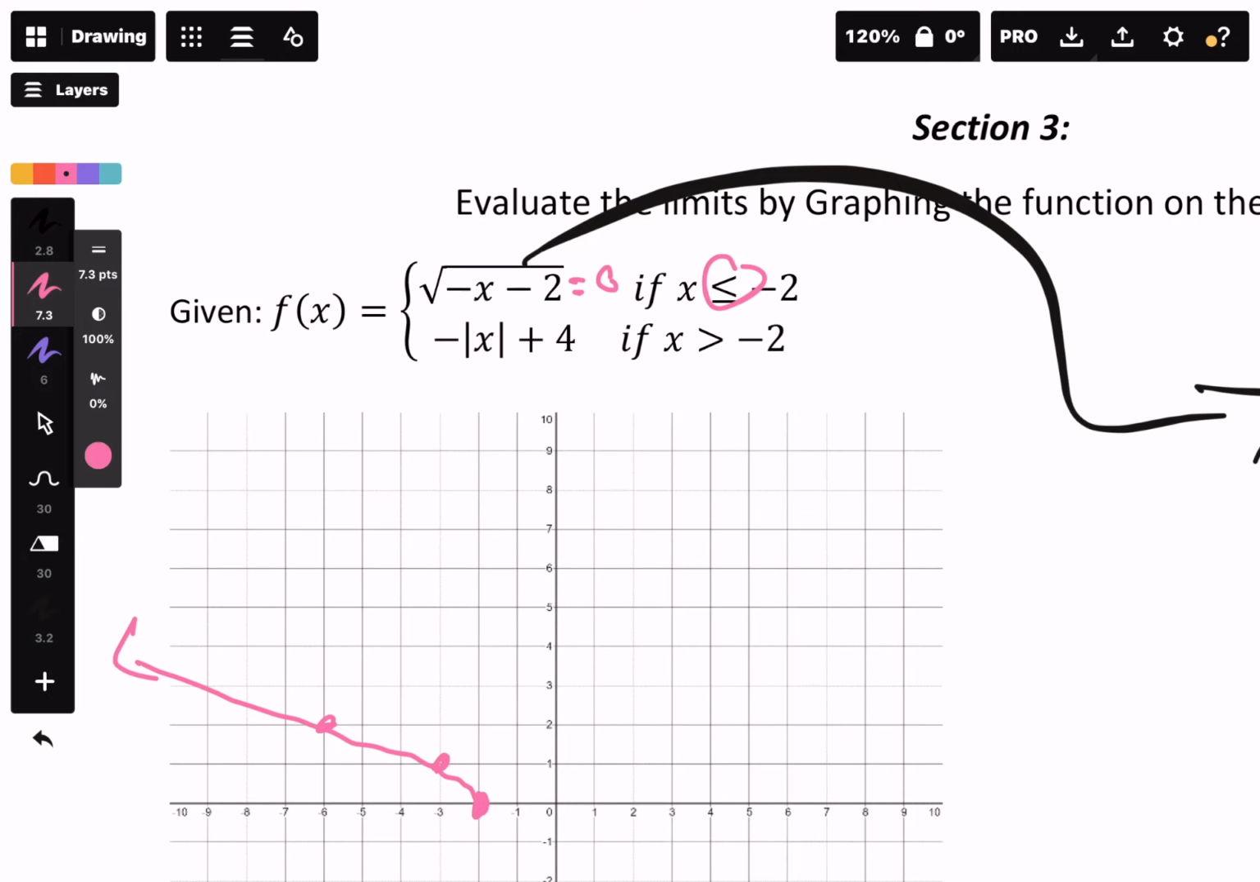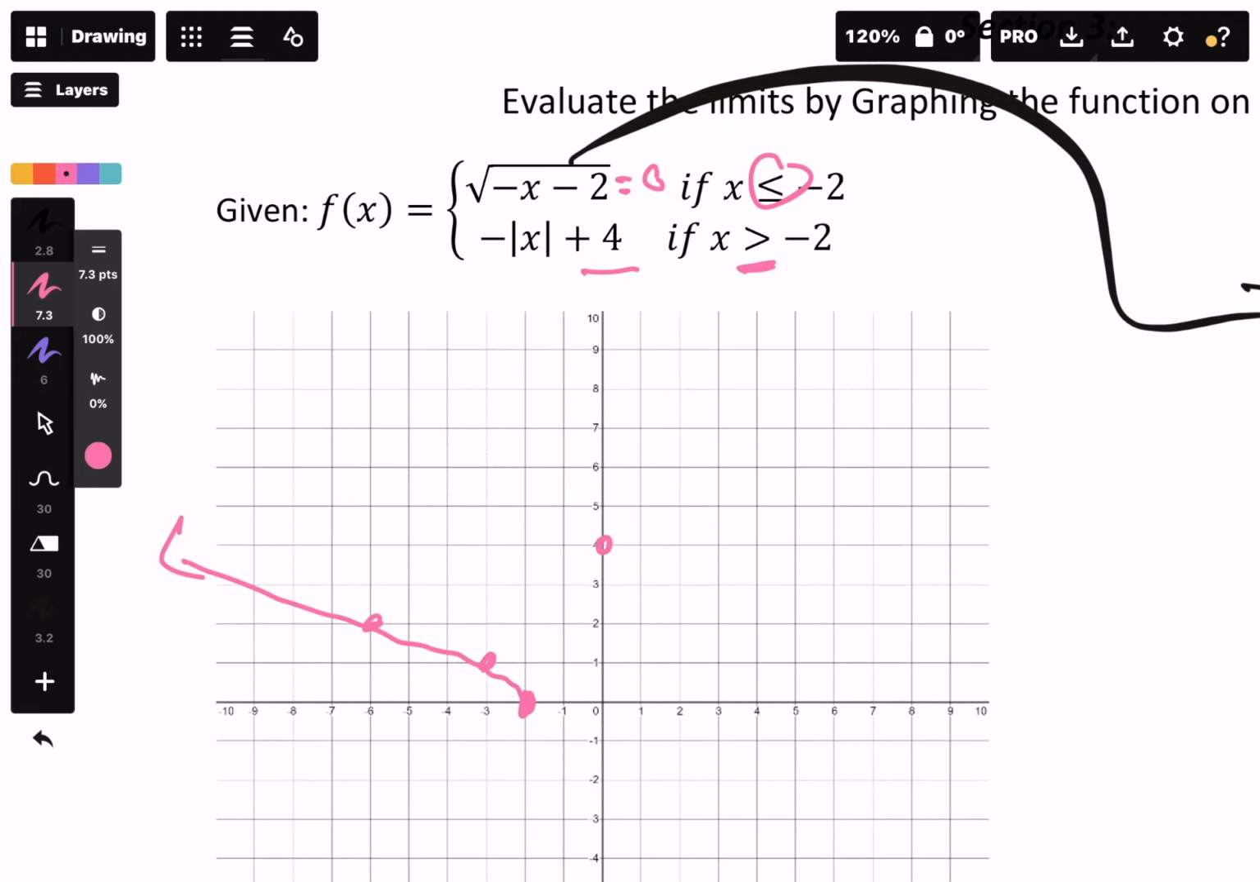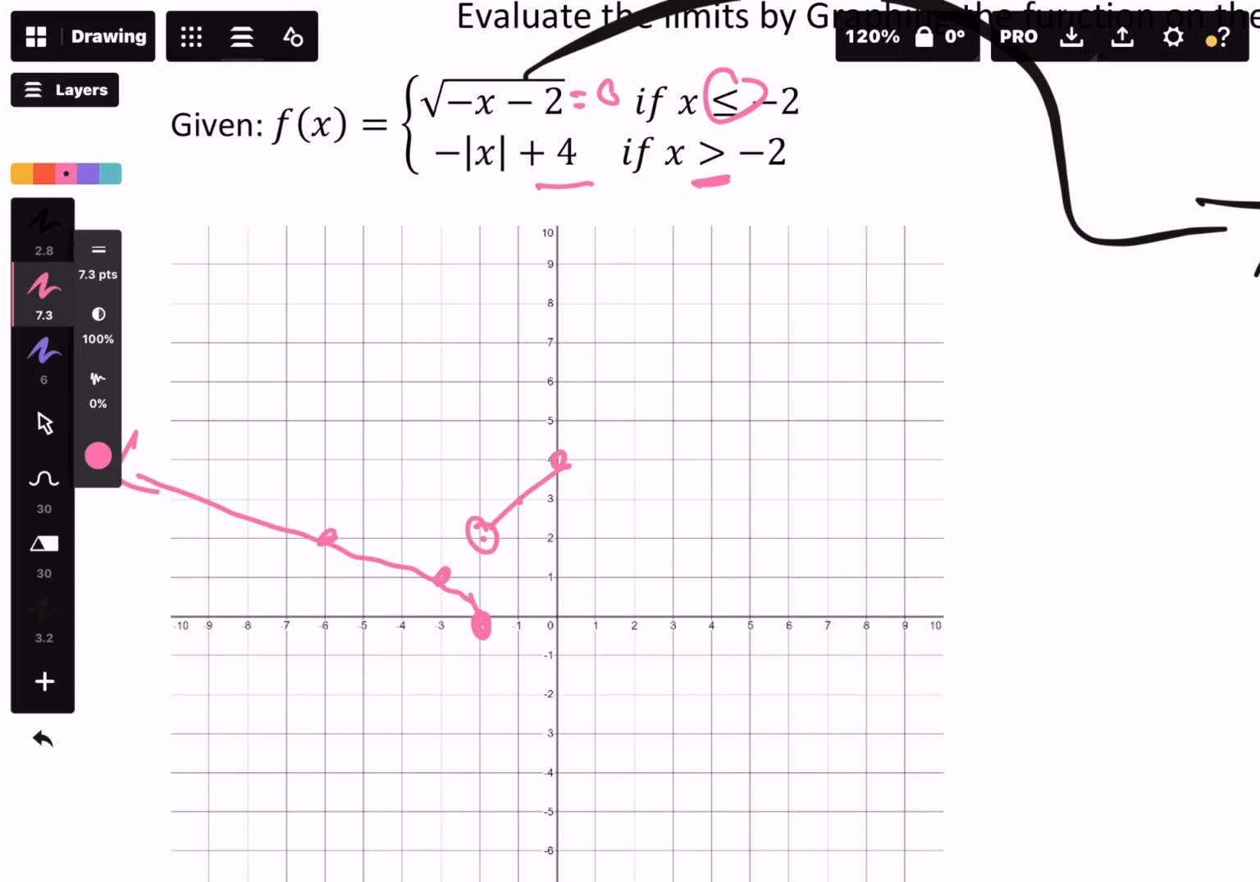Okay, for this one, since this is not an equal sign, this must be an open circle. Since we know this is plus 4, we're going to start at 4, and we're going to go down 1, 2, until we hit 2. We know that this 2 is going to be solid, however, this one's going to be an open hole. Done. That's from negative 2.